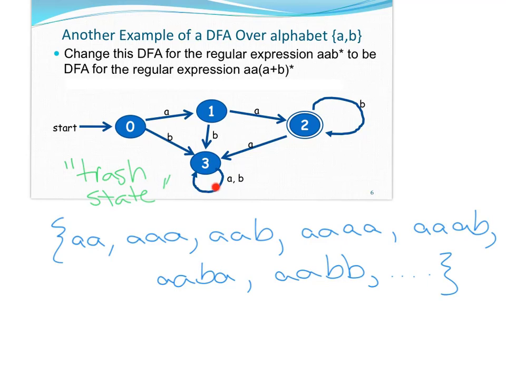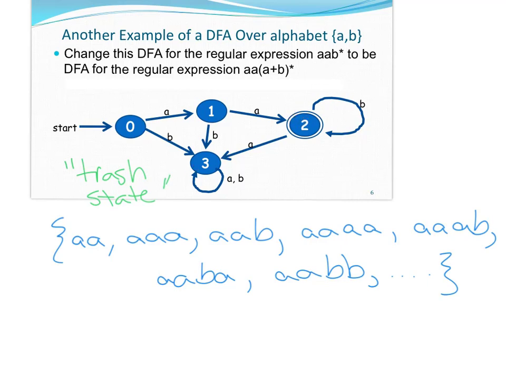You can never leave state 3, right? So I'm just going to call that my trash state. Again, that's just informal terminology that I'm using. But you can see that with our old DFA that recognizes AAB star, if we don't start out with an A, we go to the trash. If we have one A and then a B, we're in the trash. If we have two A's and anything besides B's, we have more A's, we go to the trash.